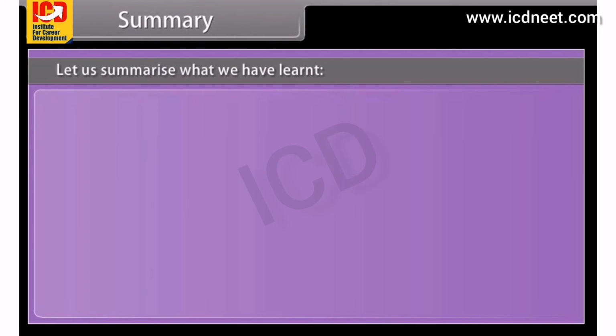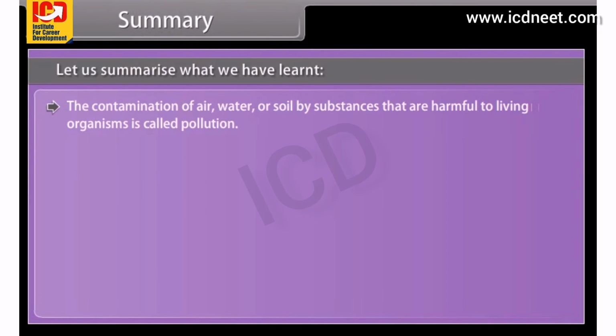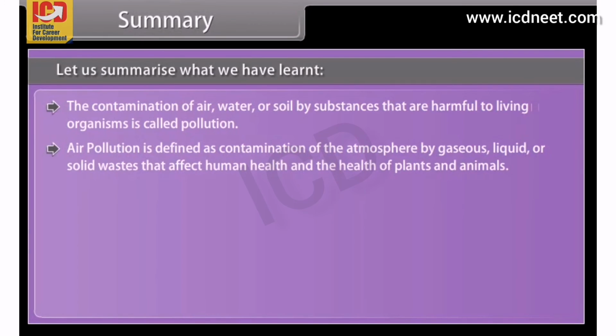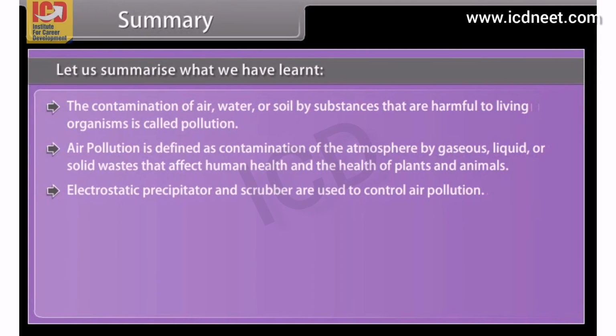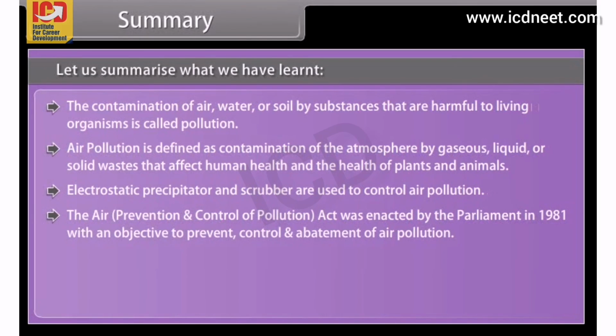Summary. Let us summarize what we have learned. The contamination of air, water, or soil by substances that are harmful to living organisms is called pollution. Air pollution is defined as contamination of the atmosphere by gases, liquid or solid wastes that affect human health and the health of plants and animals. Electrostatic precipitator and scrubber are used to control air pollution. The Air Prevention and Control of Pollution Act was enacted by the Parliament in 1981 with an objective to prevent, control and abatement of air pollution.